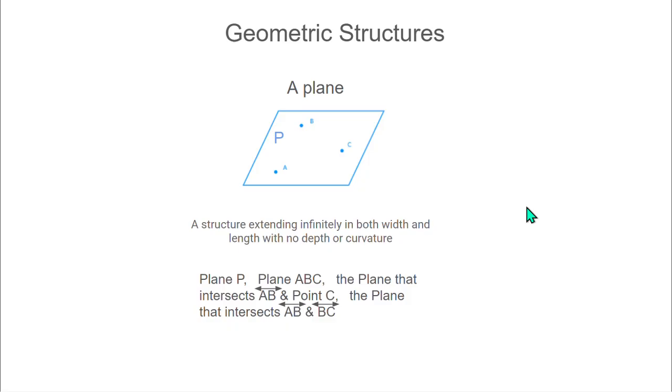Now a plane, which is defined to be a structure extending infinitely in both width and length, but no depth or curvature. These will often be depicted as rectangles like here, but in reality they stretch on infinitely and have no shape. Like points, there is no symbol for planes, so you can just write plane and then what you use to define it. Planes can be defined by either any 3 points for the same reason as a line, a line and a point, or 2 lines.